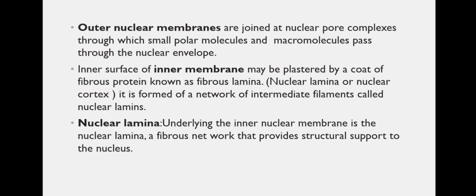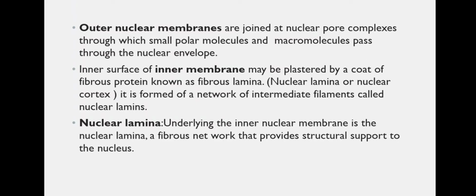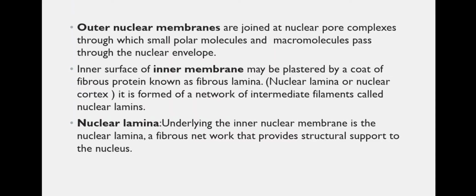nuclear envelope. The inner surface of the inner membrane is supported by a coat of fibrous protein known as the fibrous lamina, nuclear lamina or nuclear cortex, and it is formed of a network of intermediate filaments called nuclear lamins. The nuclear lamina underlies the inner nuclear membrane, a fibrous network that provides structural support to the nucleus.